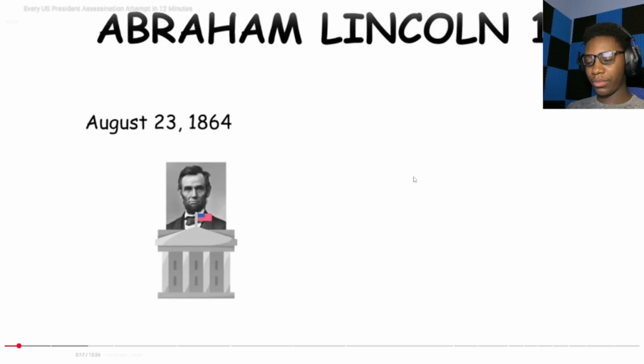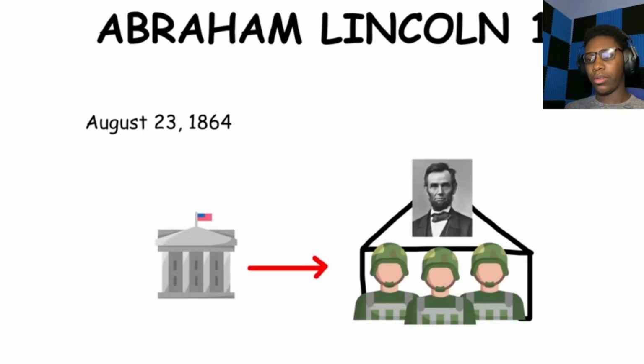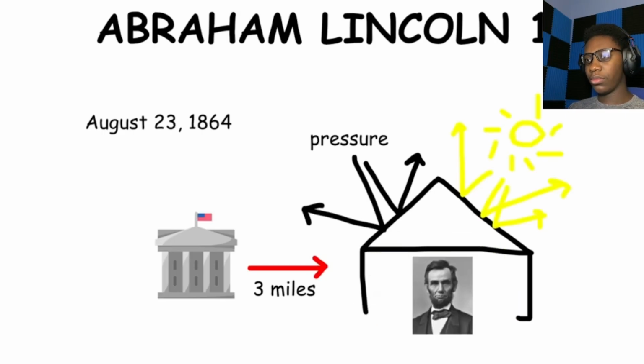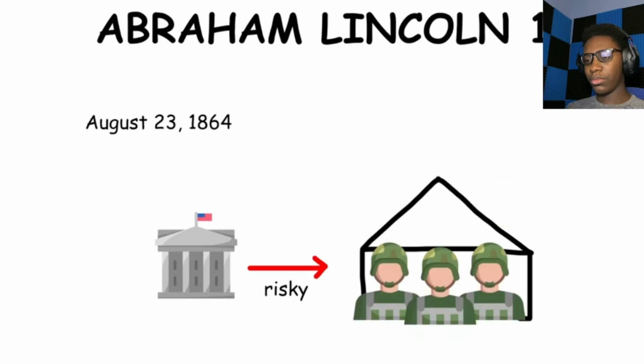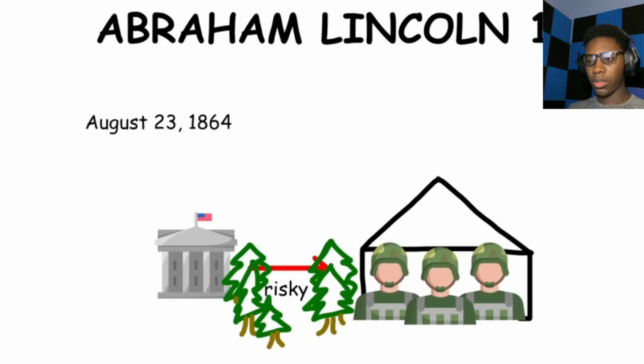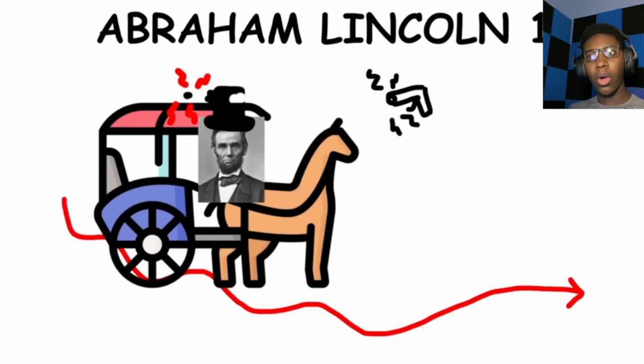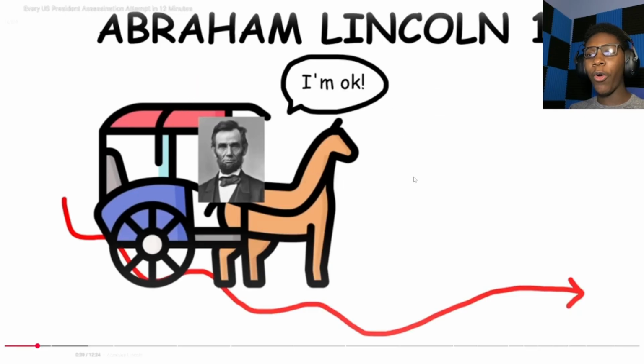1864, Lincoln was traveling from Washington, D.C. to the Soldiers' Home, a retreat located about 3 miles from the White House, where he often stayed during the summer months to escape the heat and pressures of the capital. The journey to and from the Soldiers' Home was considered risky due to the isolated and wooded nature of the area. During one of these trips, while Lincoln was riding in his carriage, a shot was fired at him. The bullet went through his hat, but miraculously, Lincoln was unharmed. Yo! You see, the ops caught him lacking, but they could have finished the job.